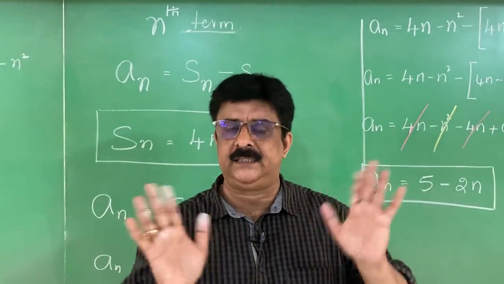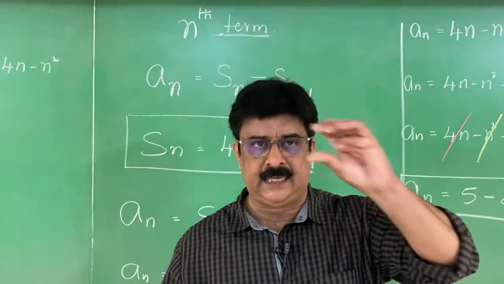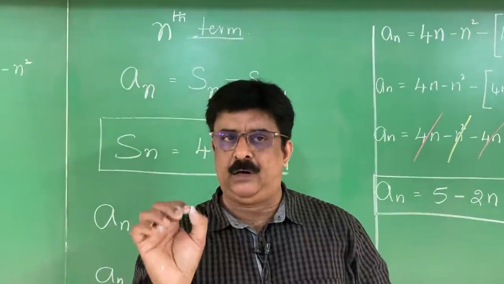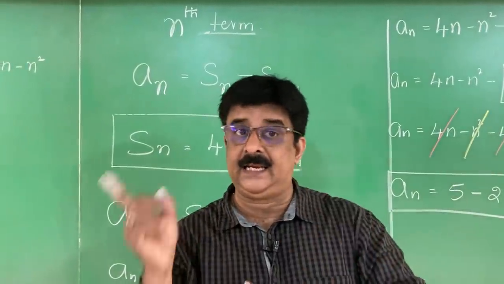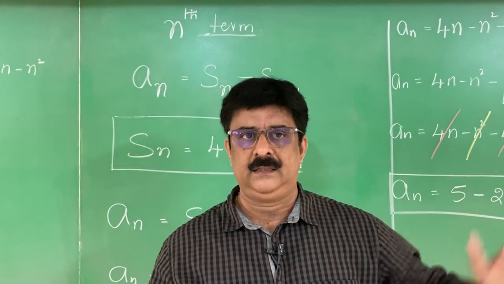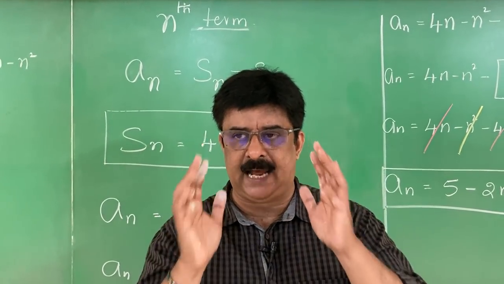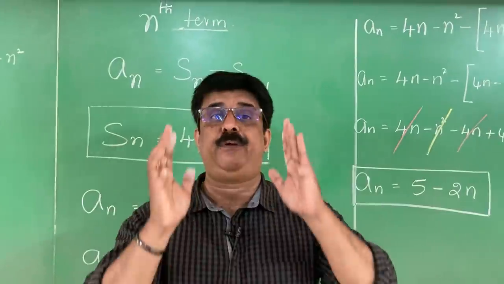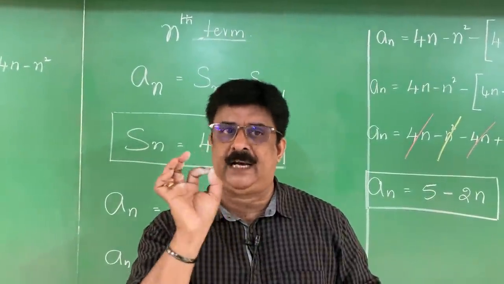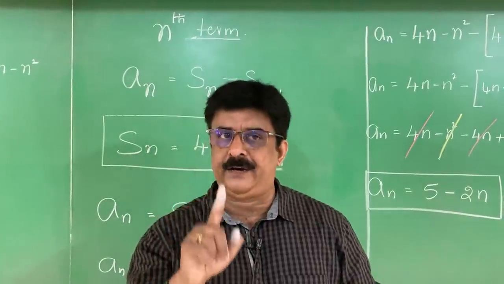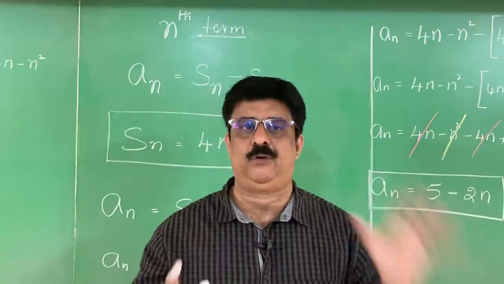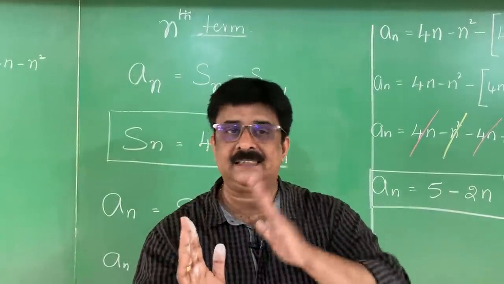In all other cases, it is not equal. Then to find the terms, there is a relation: An is equal to Sn minus Sn minus 1. Therefore, in the examination, if they ask, find the 25th term, that means you have to find A25. To find A25, you have to do S25 minus S24.